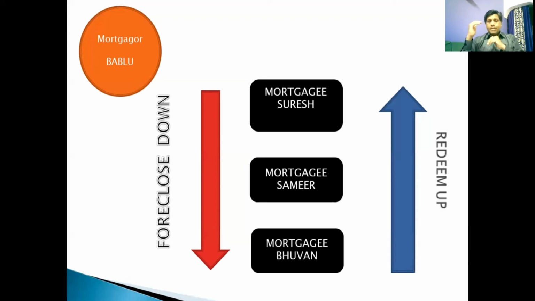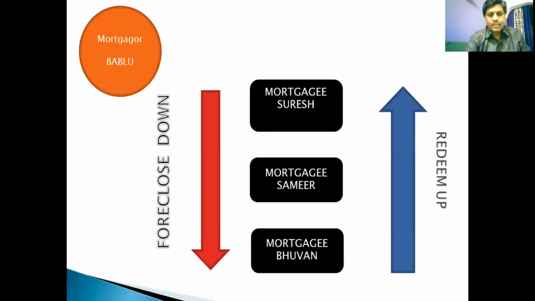That is what is redeem up. He can redeem up. Now, if Samir wants to occupy the chair, he may have to redeem Mr. Suresh. That is how the concept is called, redeem up and foreclose down. So what is the remedy against the mortgagor? The remedy against the mortgagor is foreclosure. This is why the right against the mortgagor is foreclosure, and the right against the mortgagee is redeeming them, redeem up. That is why it is called redeem up and foreclose down.